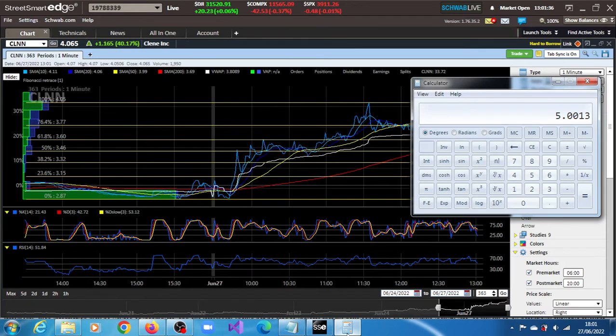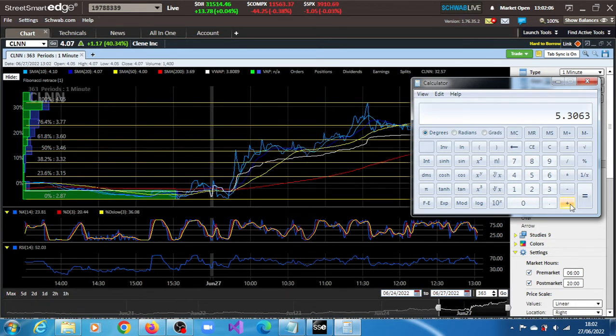So let's see whether we can project further. Times 3.618. Add that to the current price of 4.04. So the second target is 5.3. $5.3 is the second target.